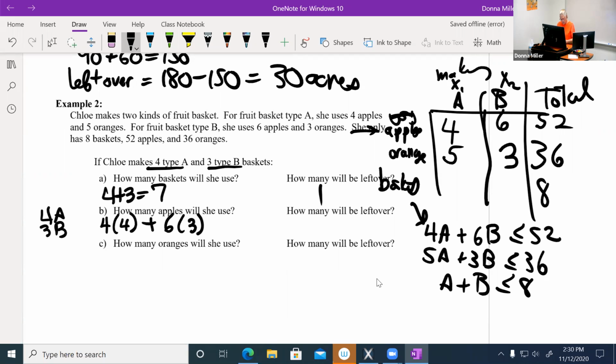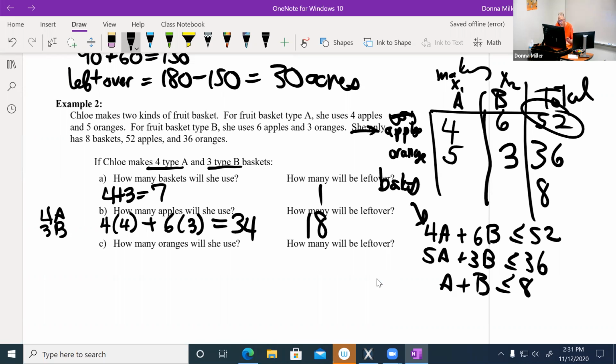16 plus 18, I'm going to use 34 apples, right? But I have 52 available. So I have a slack variable there, so I just do 52 minus 34. I have 18 that are left over. Okay, is that all right? So understand the slack variable is what's left over, all right?